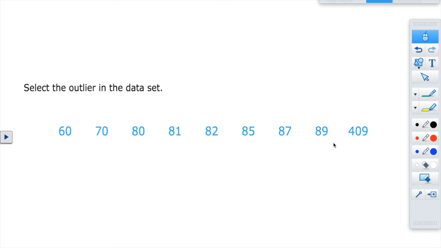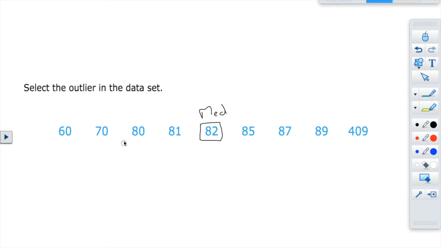There are 9 data points in this data set. So we have to do the 5-number summary first. The median will be 82. That's the number in the middle. It's the 5th number of the 9.